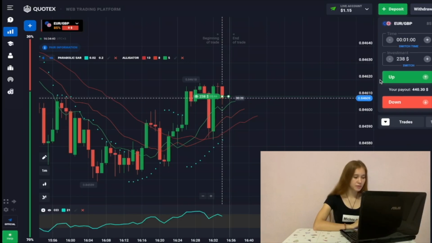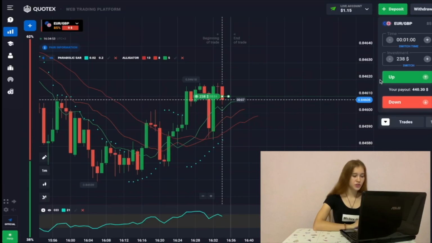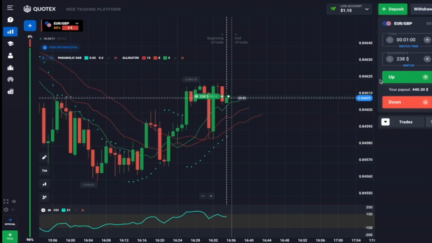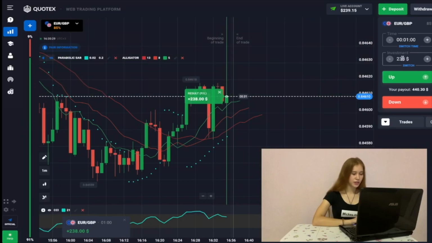For the first time, we have a price based on the support and resistance line of the chart. We expect a candle to rise, that is a green candle. Let's wait for the completion of our deal. So we closed our trade at 0.